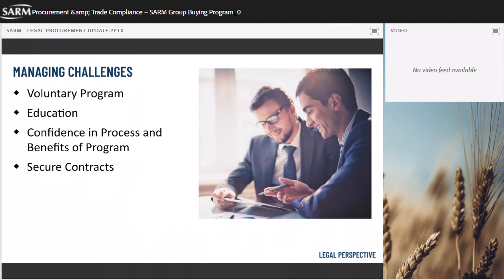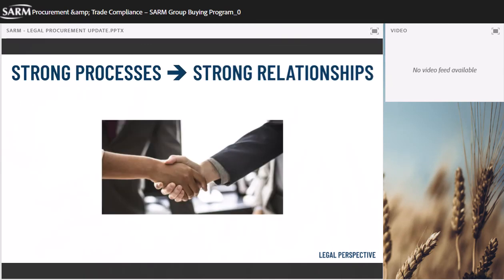Secure contracts. We're really confident in our processes and the benefits of our programs. So when we've seen past challenges, our processes just spoke for themselves. That continues to create confidence as well. Our contracts are now more secure, which provides security to our members and vendors alike. And at the end of the day, our position is that strong processes result in strong relationships.